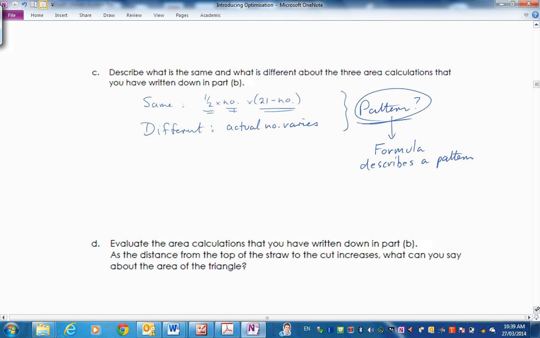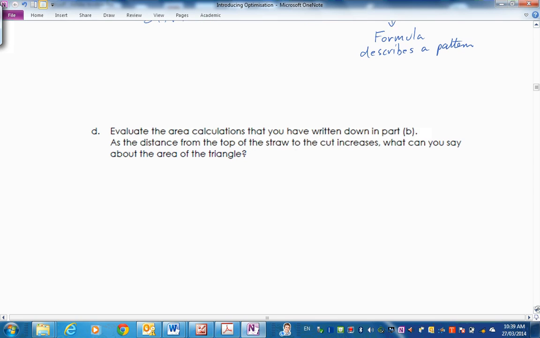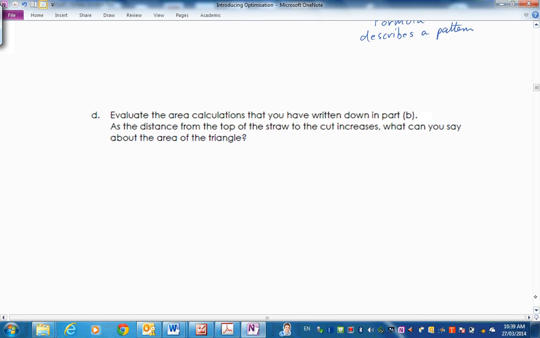So here we go. Let's go down to part D now. Evaluate the area calculations you've written down in part B. As the distance from the top of the straw to the cut increases, what can you say about the area of the triangle? Okay, so I want you to go back and have a look at what you wrote for the three areas and work them out in whatever it is, square centimetres, isn't it? Okay, pause the presentation and have a go. Alright, I'm back. So let's have a look.